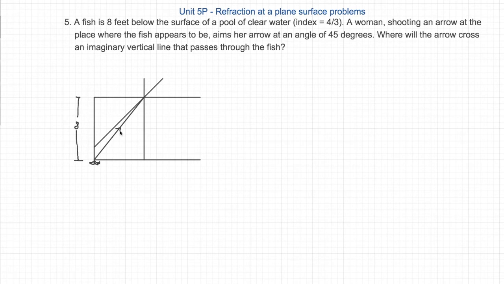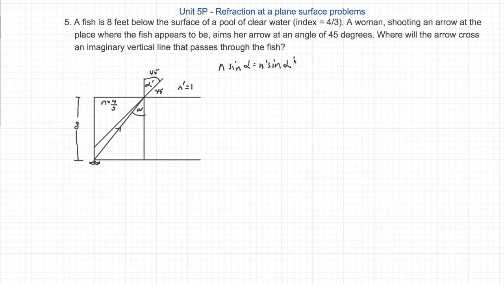The total depth is 8 feet. That's my poor representation of a fish. We have our incident ray, and that's our refracted ray. That's our angle of incidence between the incident ray and the normal. That's our angle of refraction between the refracted ray and the normal, and we're given that that is equal to 45 degrees. The index of water is 4/3. That's n. N prime is the index of air equal to 1.